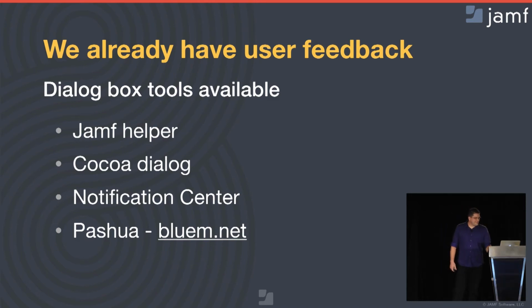Okay, so we already have user feedback, right? A lot of people are saying we use tools for that. There's Jamf Helper, there's Cocoa Dialog. I saw a really cool use of Pashua the other day that I didn't even try, because last time I tried to use Pashua, I couldn't get it loaded. These tools are great, but what I've seen in the environments is they should be used sparingly and they should be used consistently.